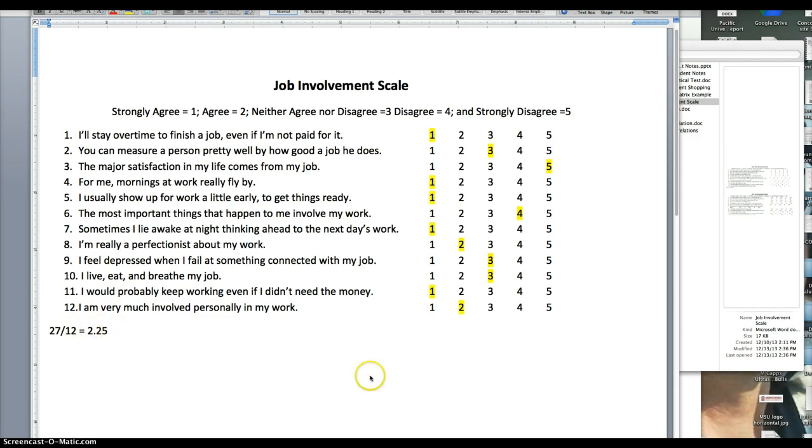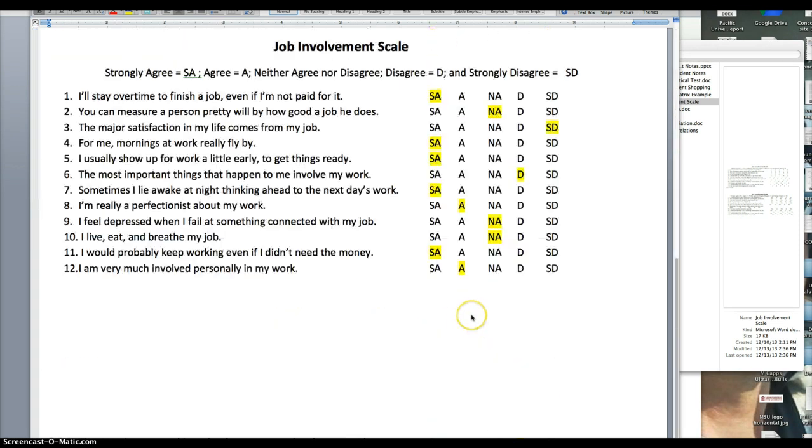This 2.25, even though we might think it's somewhere in here, isn't on the scale. You couldn't have picked 2.25 to start with. If you can't pick that, you can't come up with that as a response for an average. Just like when you do it this way, you cannot add all these SAs, NAs, Ds together, add those up and divide by 12 and come up with anything.